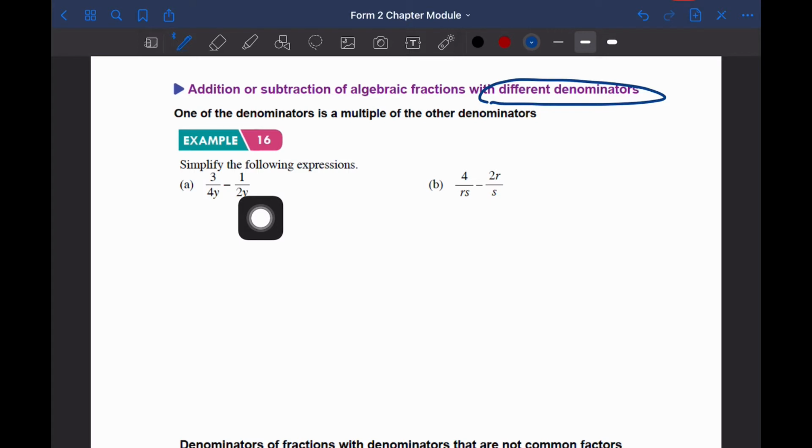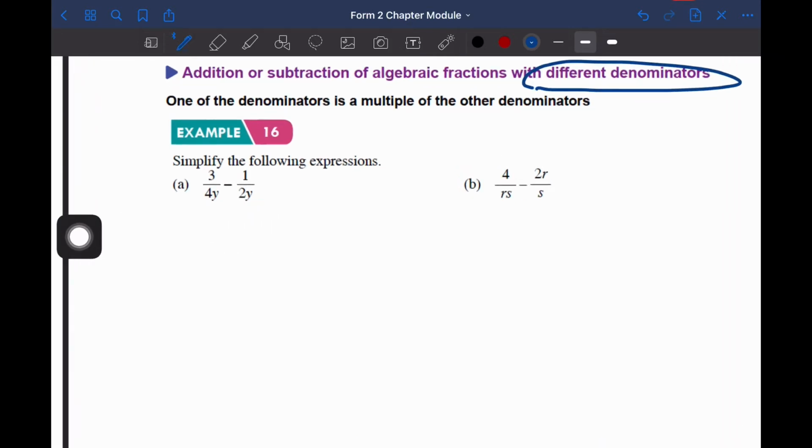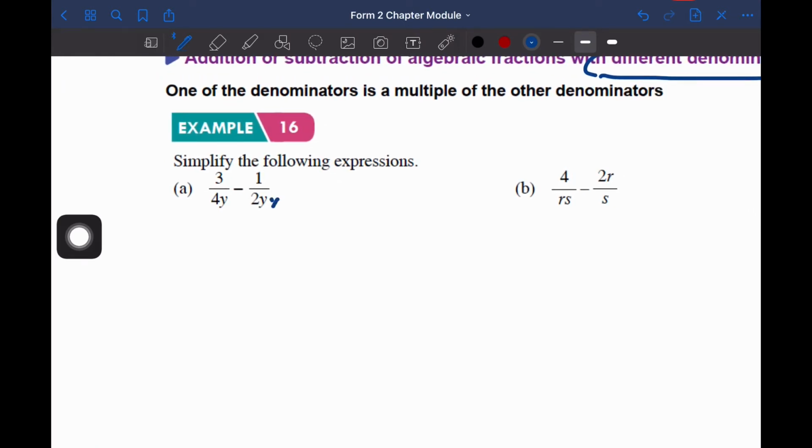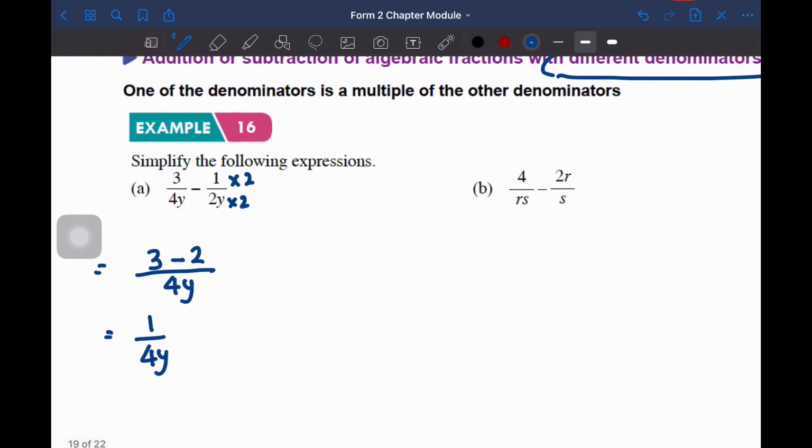Nak samakan mudah saja. Kalau ada nombor, cuba jadikan yang kecil jadi yang besar. Now we have 2. How can 2 become 4? Actually 2 times 2. So bawah ni kita darab 2, atas pun darab 2. Sama saja macam yang awak belajar masa sekolah dulu, sekolah rendah. So we have 3 minus 2 over 4y. So 3 minus 2 is 1. So the answer is 1 over 4y. That's it.